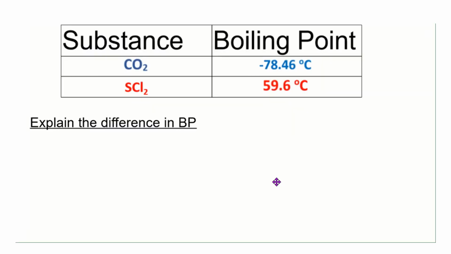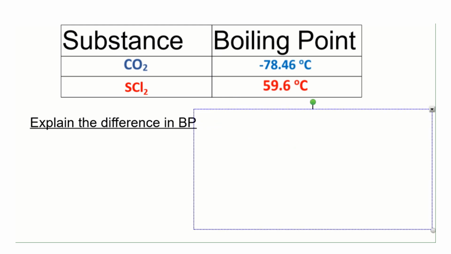So if we have a look at an example where they give us two substances and two boiling points, and they ask us to explain the difference in boiling point. For example, CO2 has a boiling point of minus 78.46 degrees Celsius, and SCl2 has a boiling point of 59.6 degrees Celsius, and they ask us to explain the difference in boiling point.